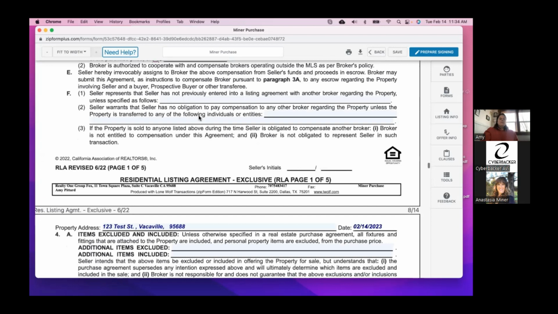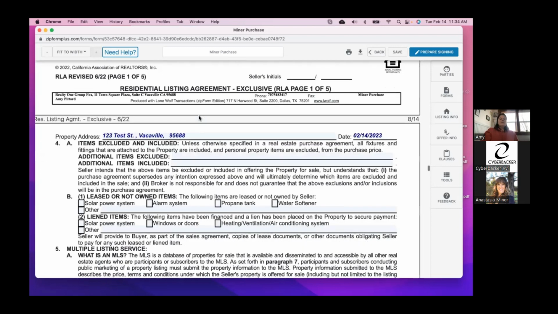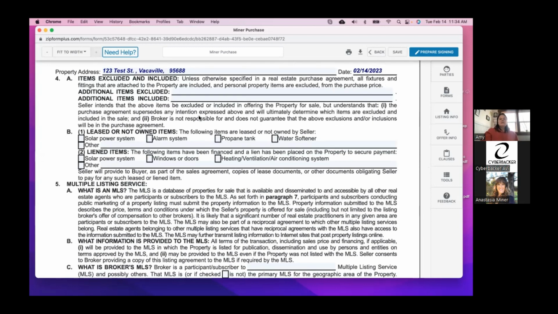That's section 3. Section 4 is items excluded and included. Unless otherwise specified in the real estate purchase agreement, all fixtures and fittings that are attached to the property are included, and personal property items are excluded from the purchase price. Keep in mind that there's some gray area here. The new purchase contract did a much better job at explaining it, like the curtains and the rods all stay with the property. And it even goes to shelves, right? Are the shelves screwed to the wall, or are they hooked to the wall, right?